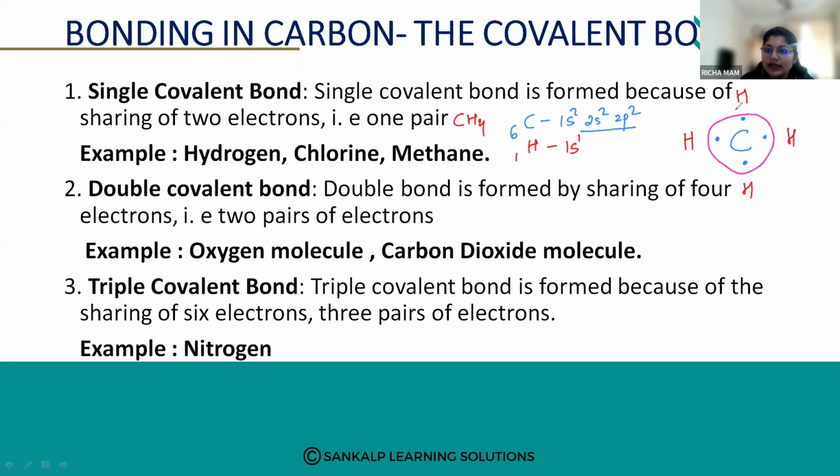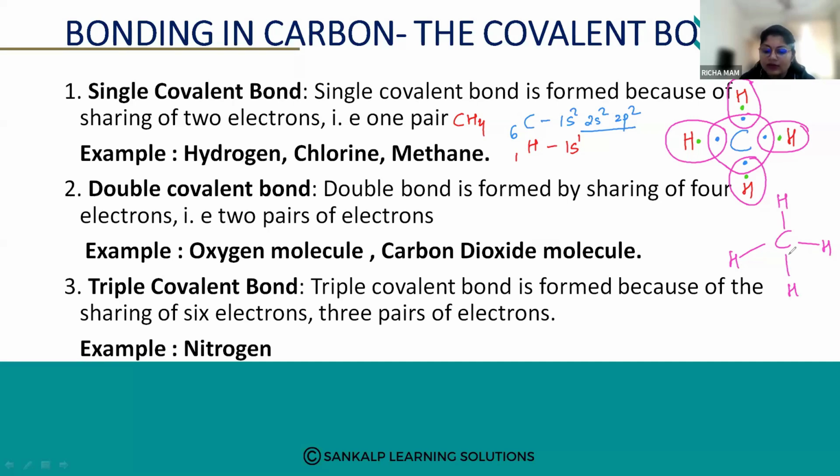These are the electrons from carbon. Now let me write that each hydrogen has 1 electron. So now you see, like this one bond pair is formed. This is another single bond pair, and this is another single bond pair, and this is another single bond pair. So methane forms 4 single covalent bonds with hydrogen atoms.